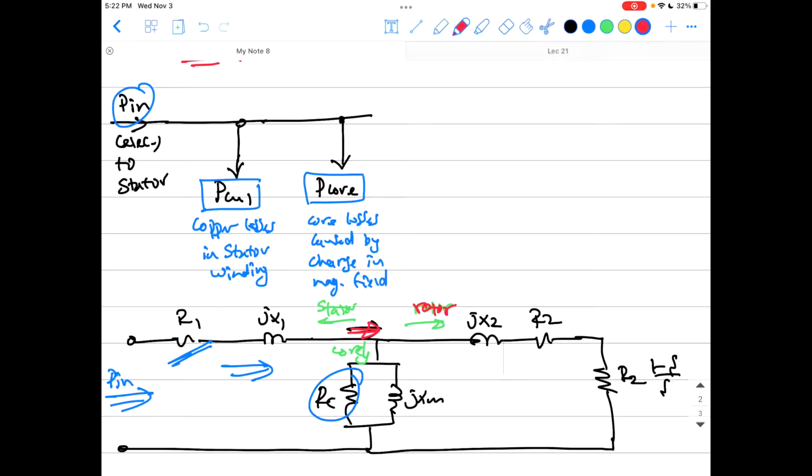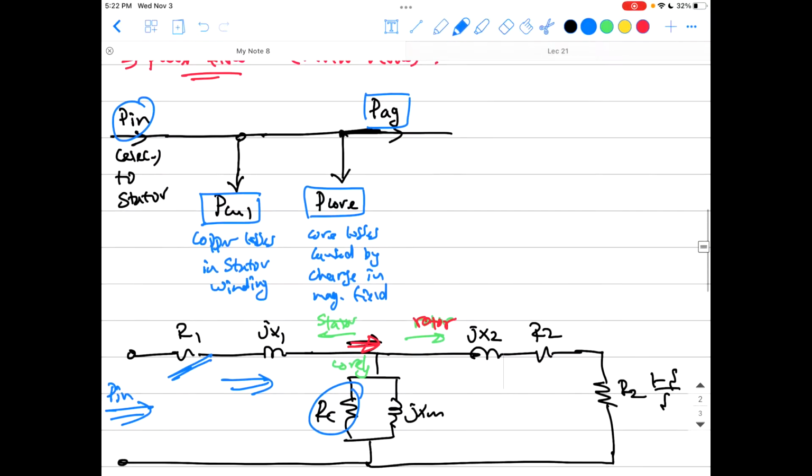Okay guys, so that means we are now crossing the stator. The rest of the power here, we call it the air gap power, because that is basically the power going from the stator crossing the air gap towards the rotor. Air gap power. Okay, so the rest of the power now crossing the air gap from stator going to the rotor, we call it the air gap power.